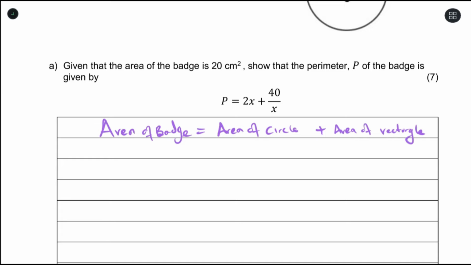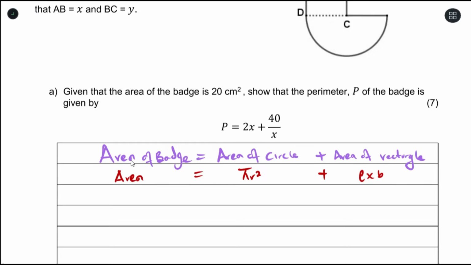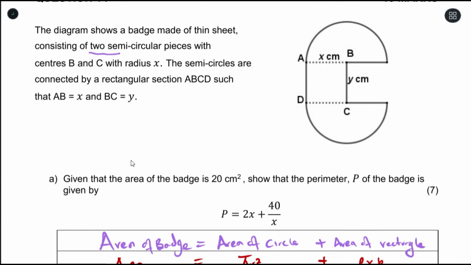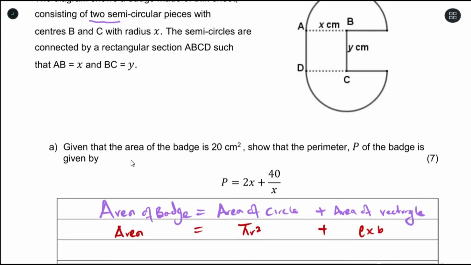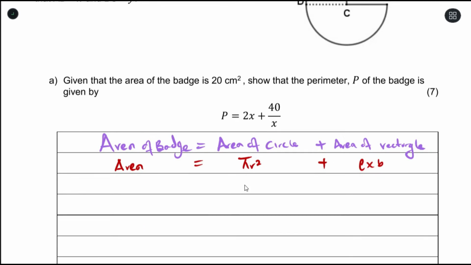So now using the formulas, we can write this as area is equal to pi r squared, that's the area of a circle. Area of a rectangle is length times breadth. Now the radius is x, and in terms of your rectangle, the length and the breadth are x and y. So we can say that this is pi x squared plus xy. Now we're told that the area of our badge is 20, so we also put this as 20. We understand from the question we're trying to get our perimeter.